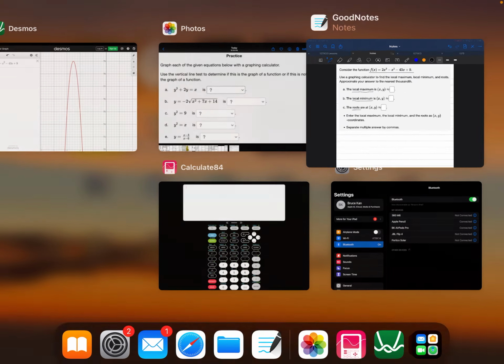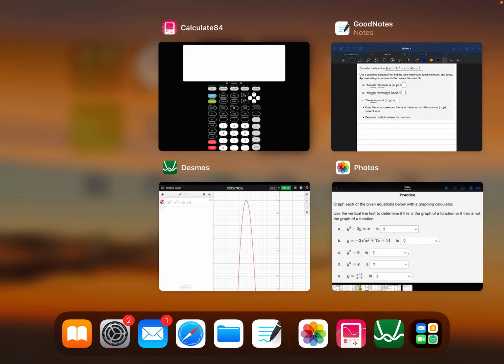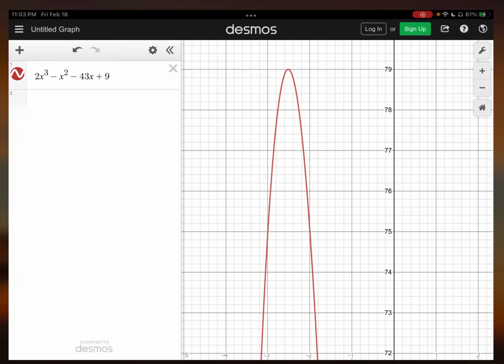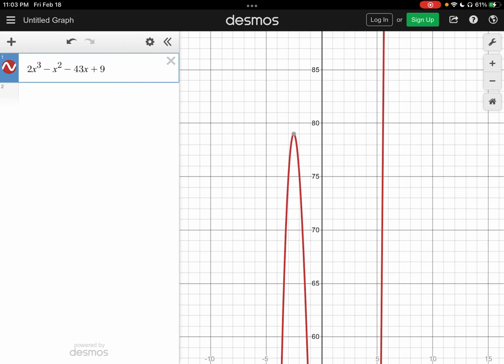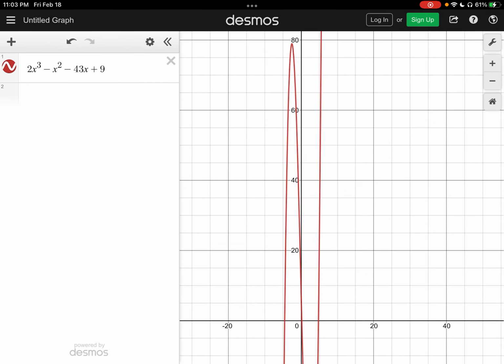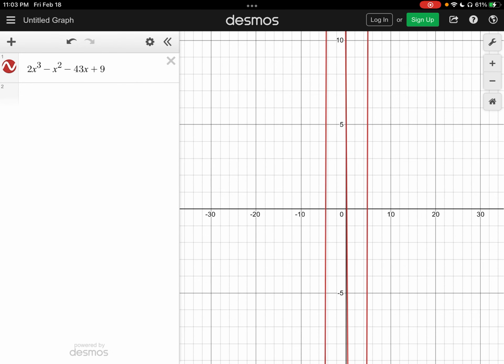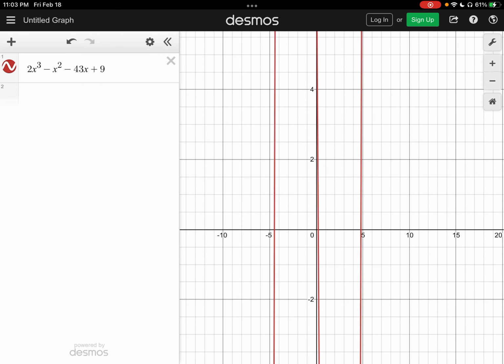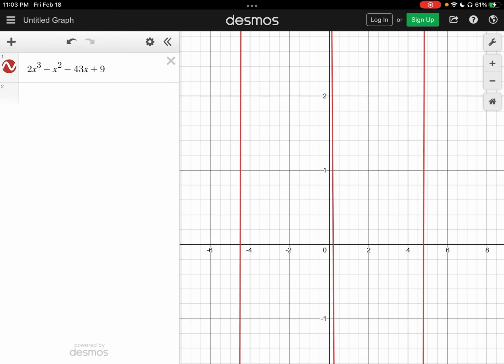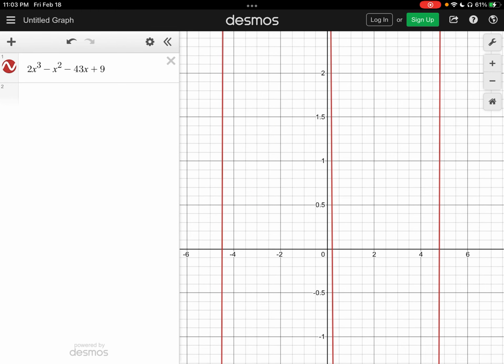First thing I want to do is look at Desmos to show you what those are. This is our function, 2x to the third minus x squared minus 43x plus 9. And this is what the graph looks like from a standard view, so to speak. It looks just like a bunch of lines going up and down.